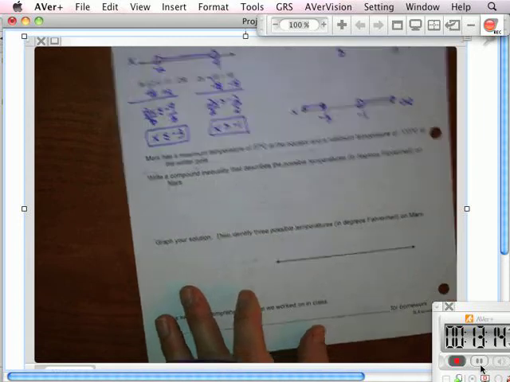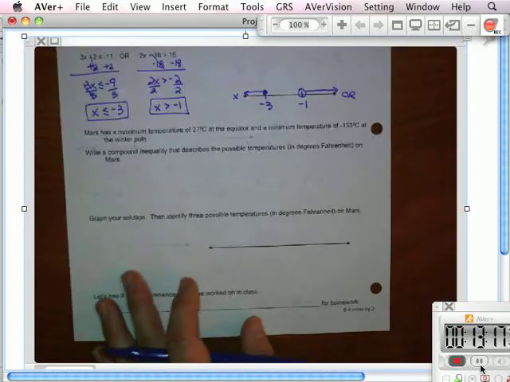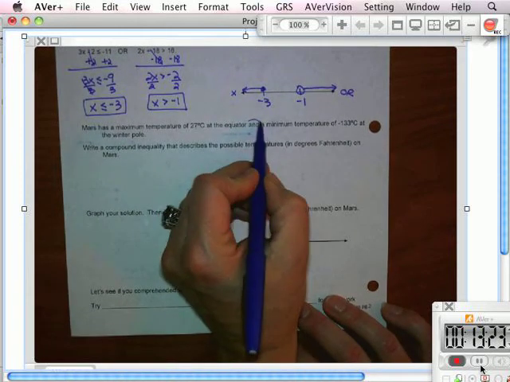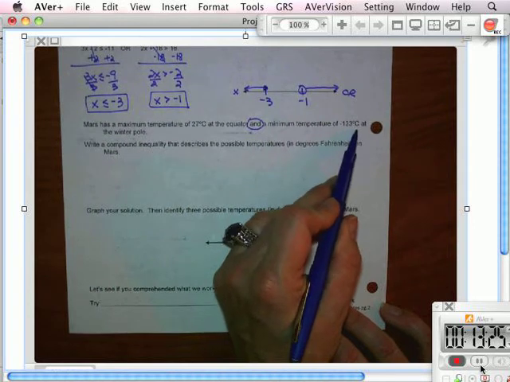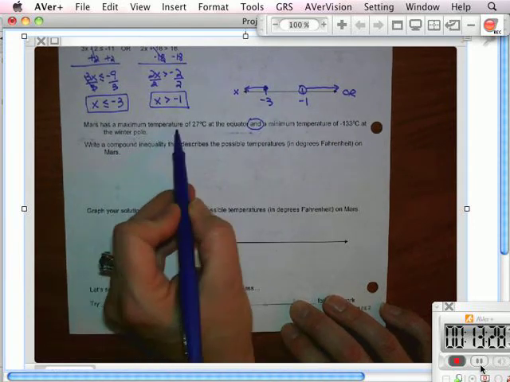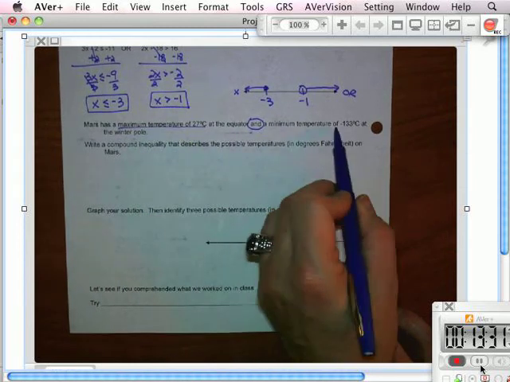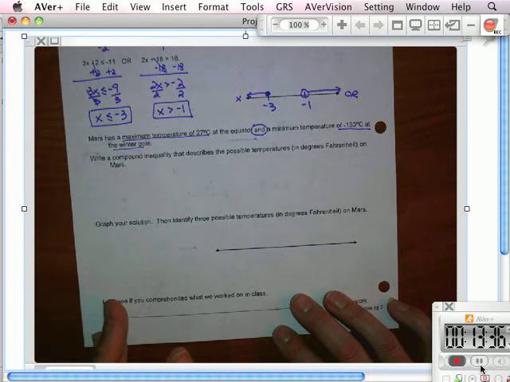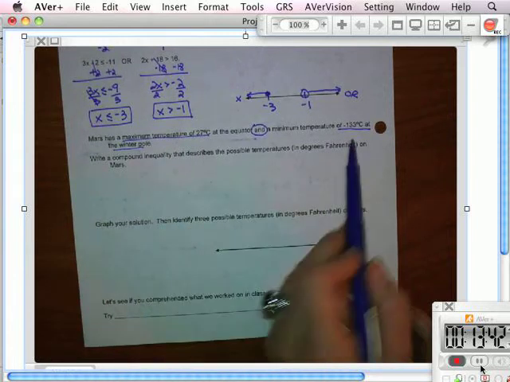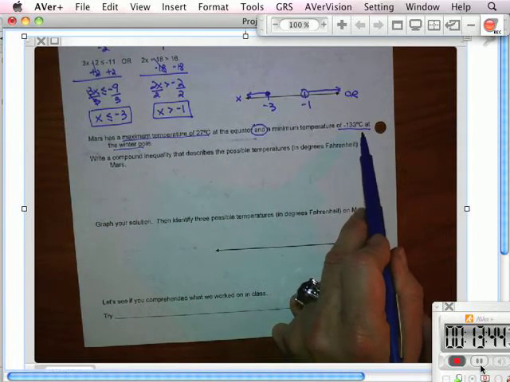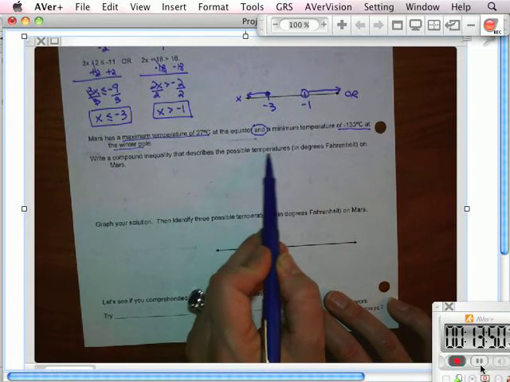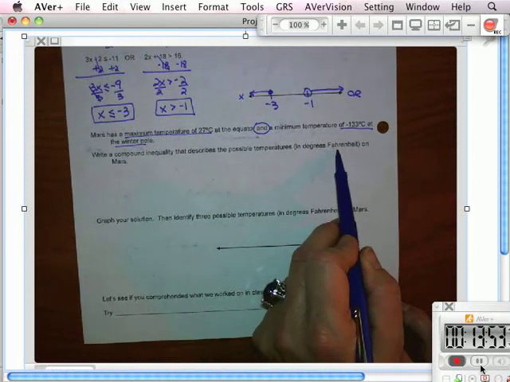Last problem here. Mars has a maximum temperature of 27 degrees at the equator and a minimum temperature of negative 133 Celsius at the winter pole. So a maximum of 27 and a minimum of negative 133. So that means Mars' temperature could be less than or equal to 27, but it's always going to be greater than or equal to negative 133 from what they've recorded so far. Write a compound inequality that describes the possible temperatures in degrees Fahrenheit on Mars.